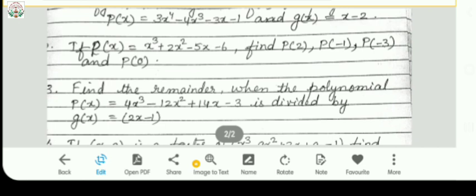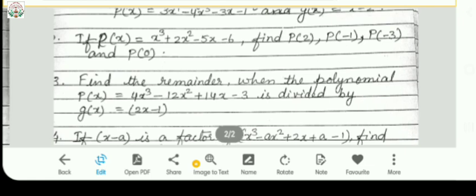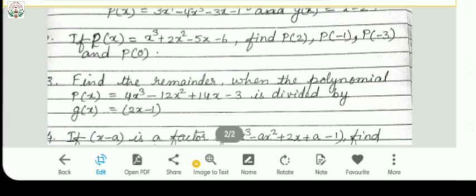Now the third question is, find the remainder when the polynomial p of x equals 4x cube minus 12x square plus 14x minus 3 is divided by g of x equals 2x minus 1. This you can find either with the long division method or with the remainder theorem. The remainder theorem is not in the syllabus, but questions based on the remainder theorem are there. That's why here first we will take g of x equals 0. That means 2x minus 1 equals 0, so x will be equal to 1 upon 2.